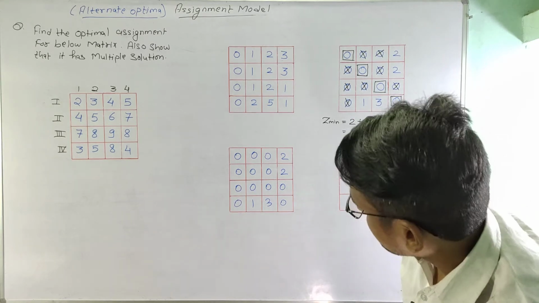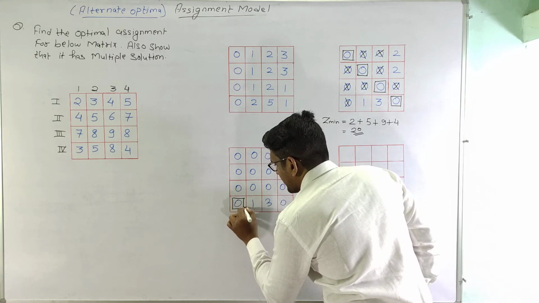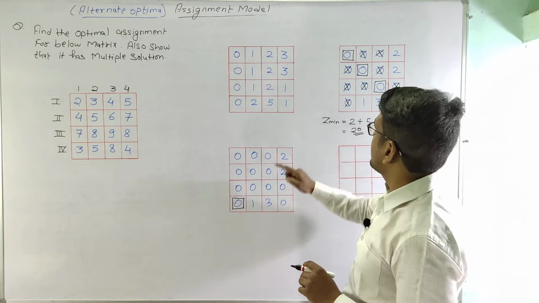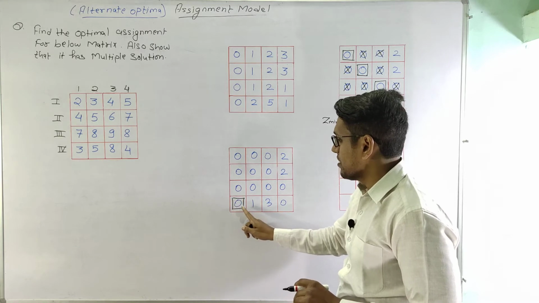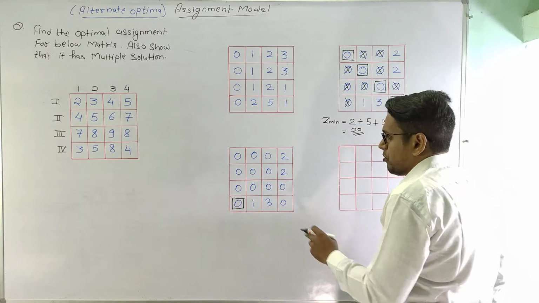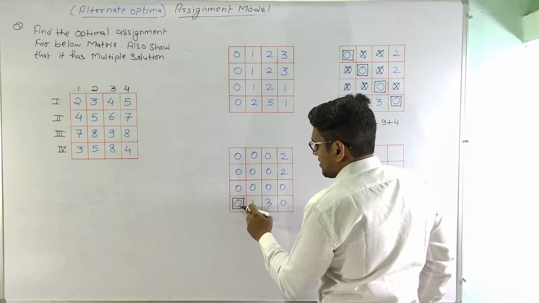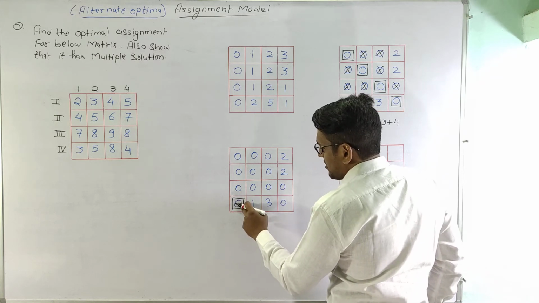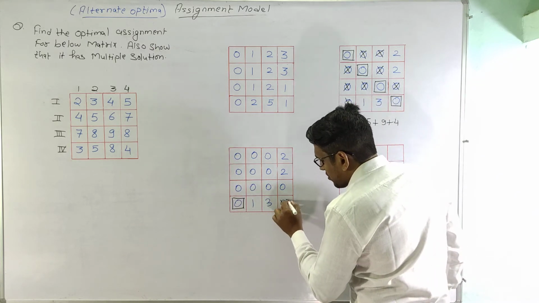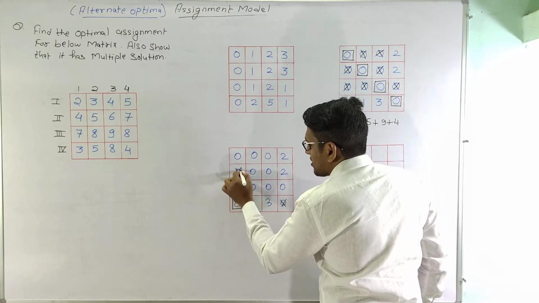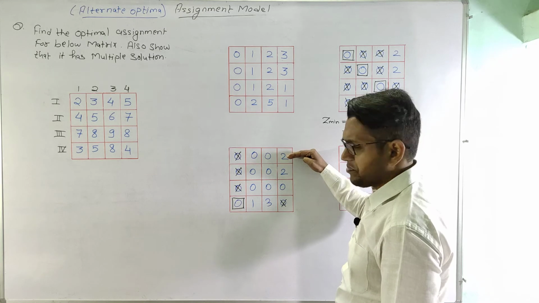Now let us this time assign this particular cell, that is cell 4 1. Previously we assigned cell 1 1, and this time we are starting with assigning cell 4 1. Both the values are 0, so we can assign any one of them. So let us this time assign this particular cell, and once this has been assigned, no more assignment can be done in this row and in this column. So we are going to cross out all the zeros in this particular row and column. And now again we will try to assign by the proper method.